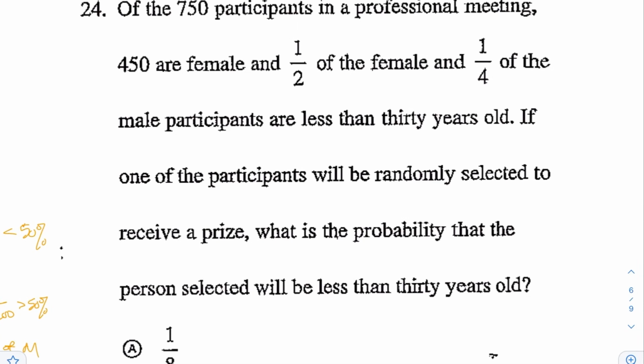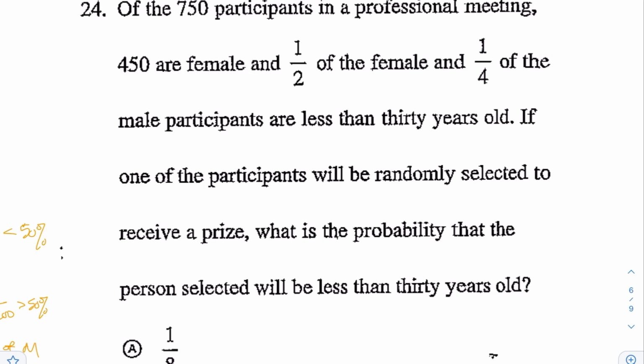Next, for number 24, of the 750 participants in a professional meeting, 450 are female and half the females, and 1/4 of the males are less than 30 years old. If one of the participants will be randomly selected to receive a prize, what's the probability that the person selected will be less than 30 years old?